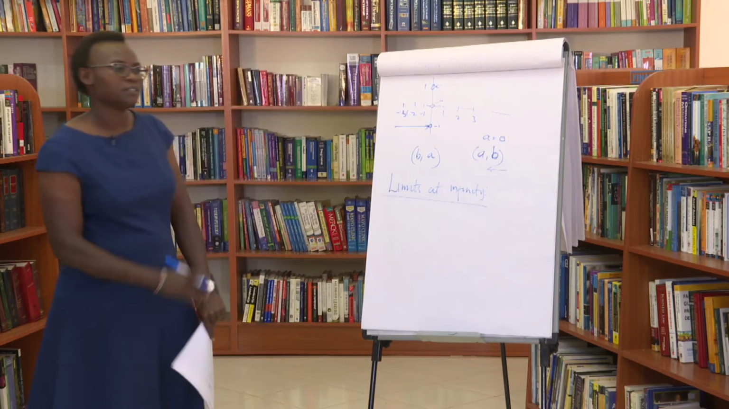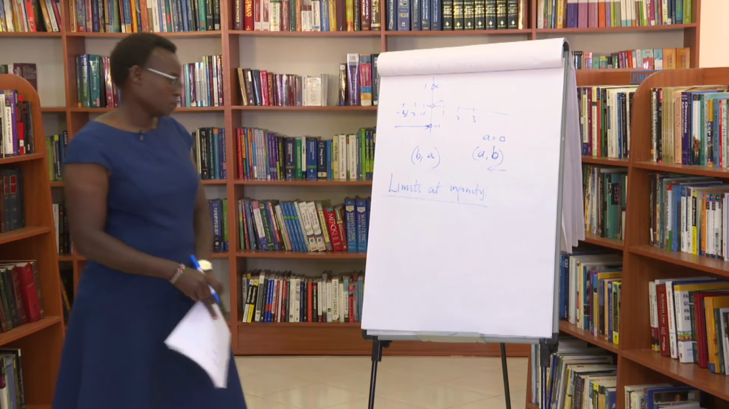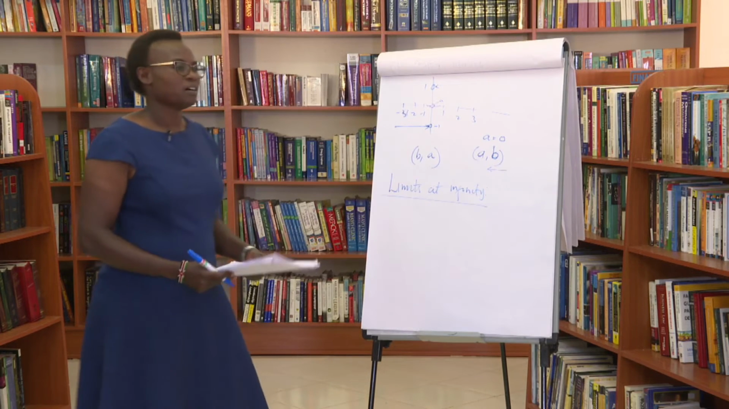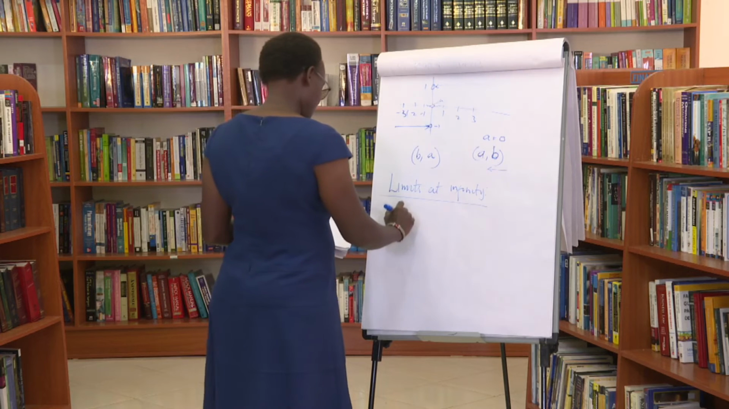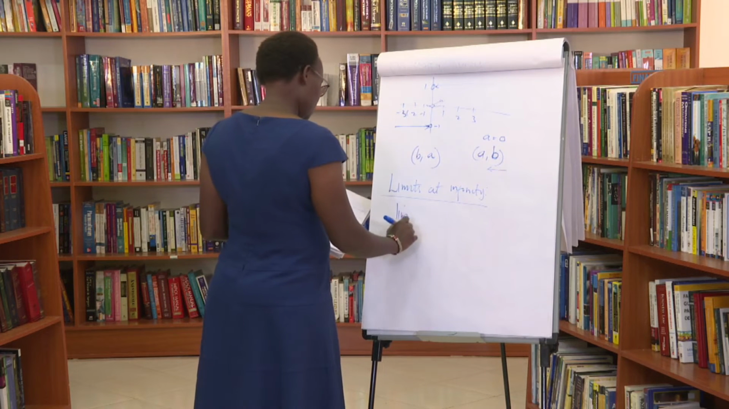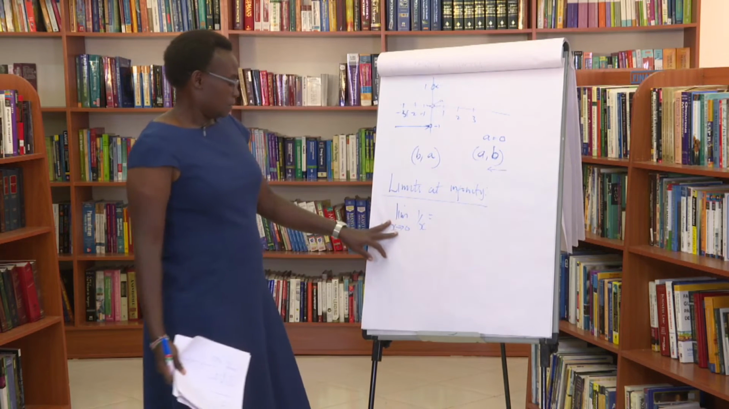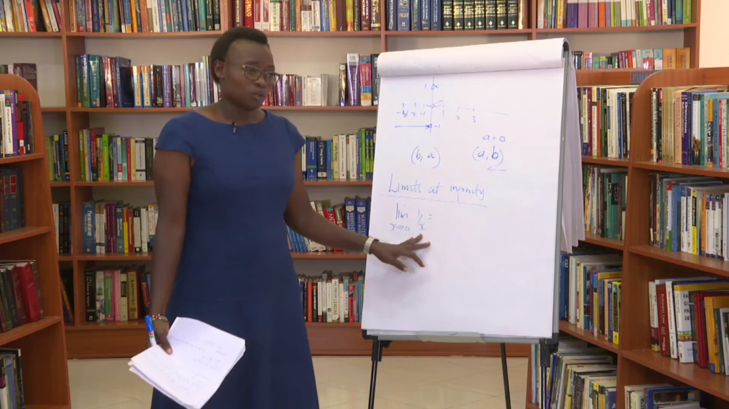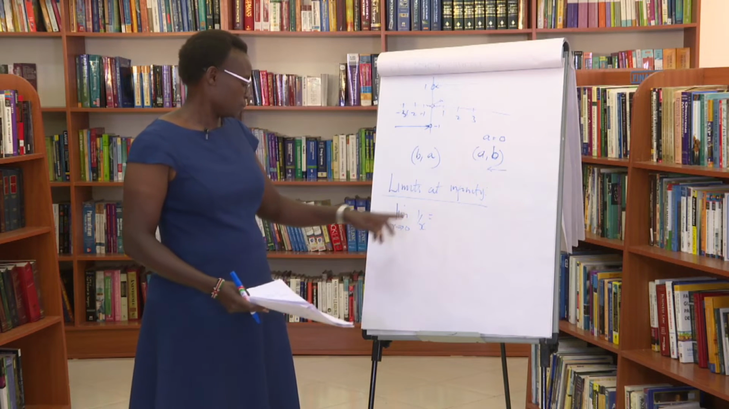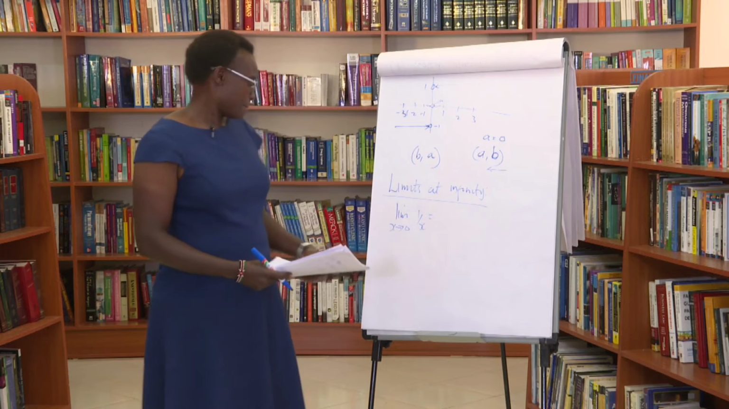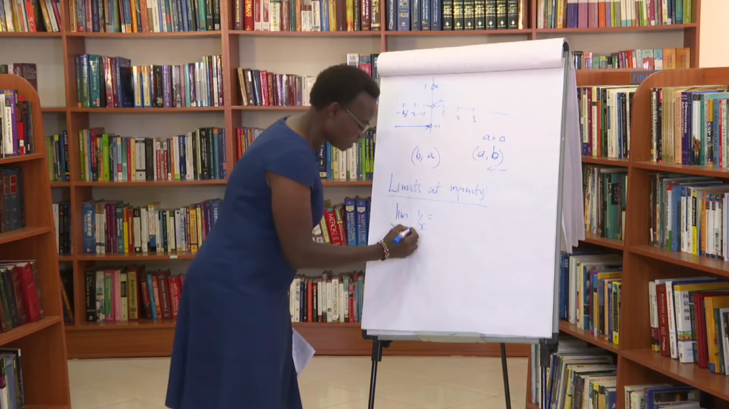Limits at infinity. So we know we have negative infinity and we have positive infinity. If you look at the limit as x tends towards 0 of 1 over x, this is something that we can make a conclusion of. X is tending towards 0. And then we have 1 over x, x is tending towards infinity, sorry.